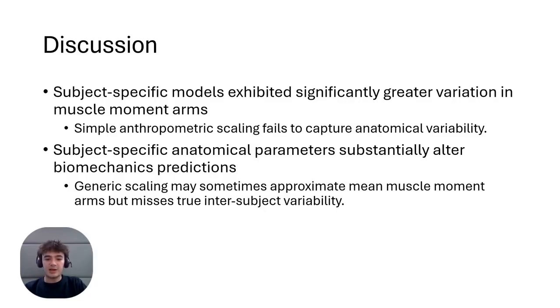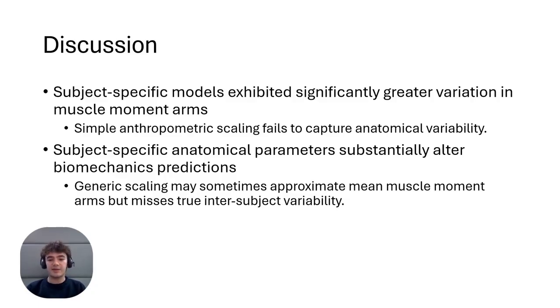The increased inter-subject muscle moment arm variation observed in subject-specific models highlights the critical importance of incorporating individual anatomic detail. The significant differences in muscle moment arms between model types confirm that subject-specific anatomical parameters substantially alter biomechanical predictions. While some differences were consistent offsets, others varied with joint rotation angle, which indicates a complex interaction between joint axes and muscle lines of action.